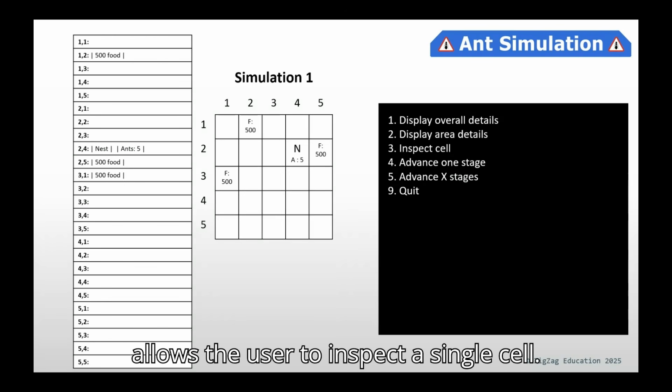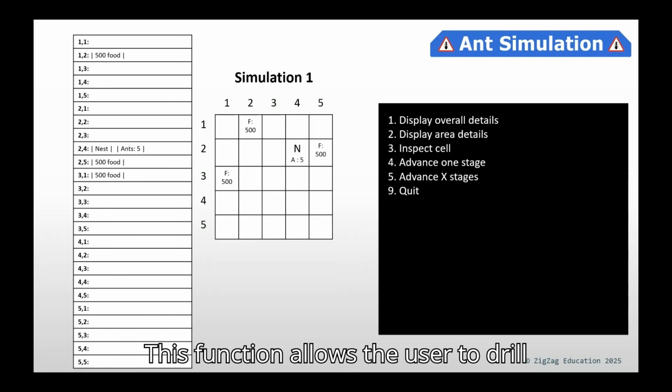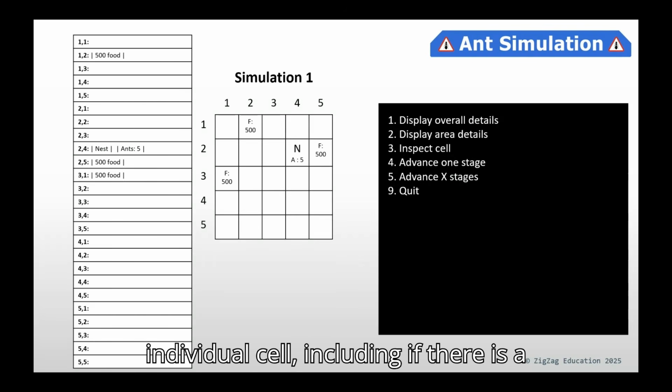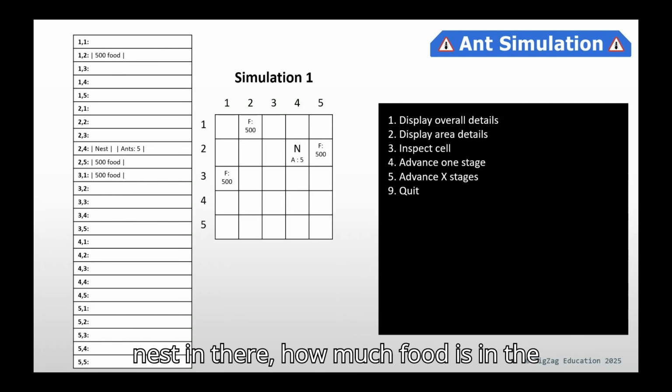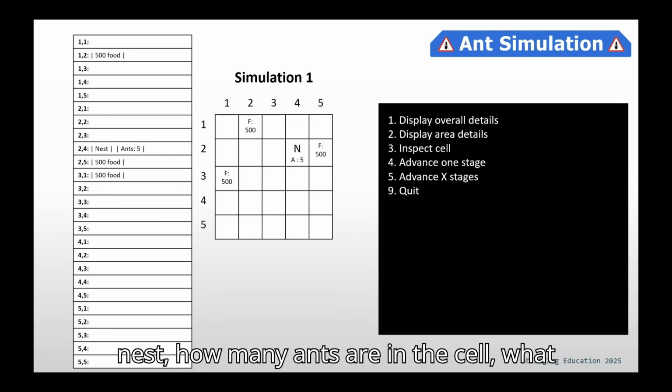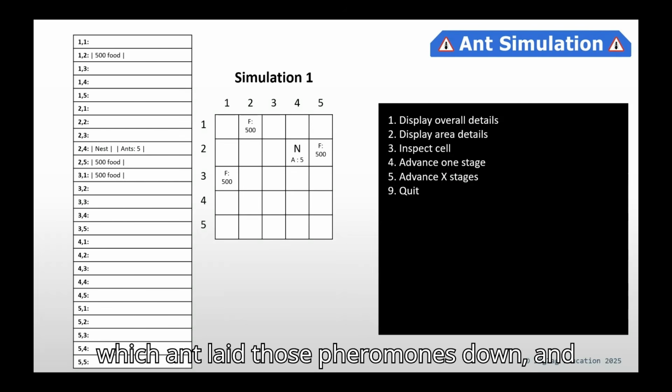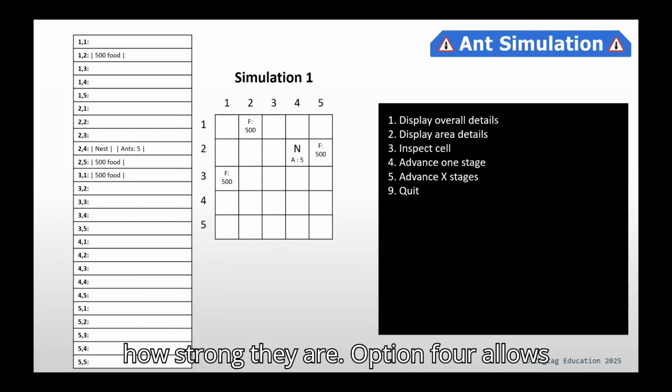Option 3 allows the user to inspect a single cell. This function allows the user to drill down through the data within an individual cell, including if there is a nest in there, how much food is in the nest, how many ants are in the cell, what pheromones are in the cell, together with which ant laid those pheromones down and how strong they are.